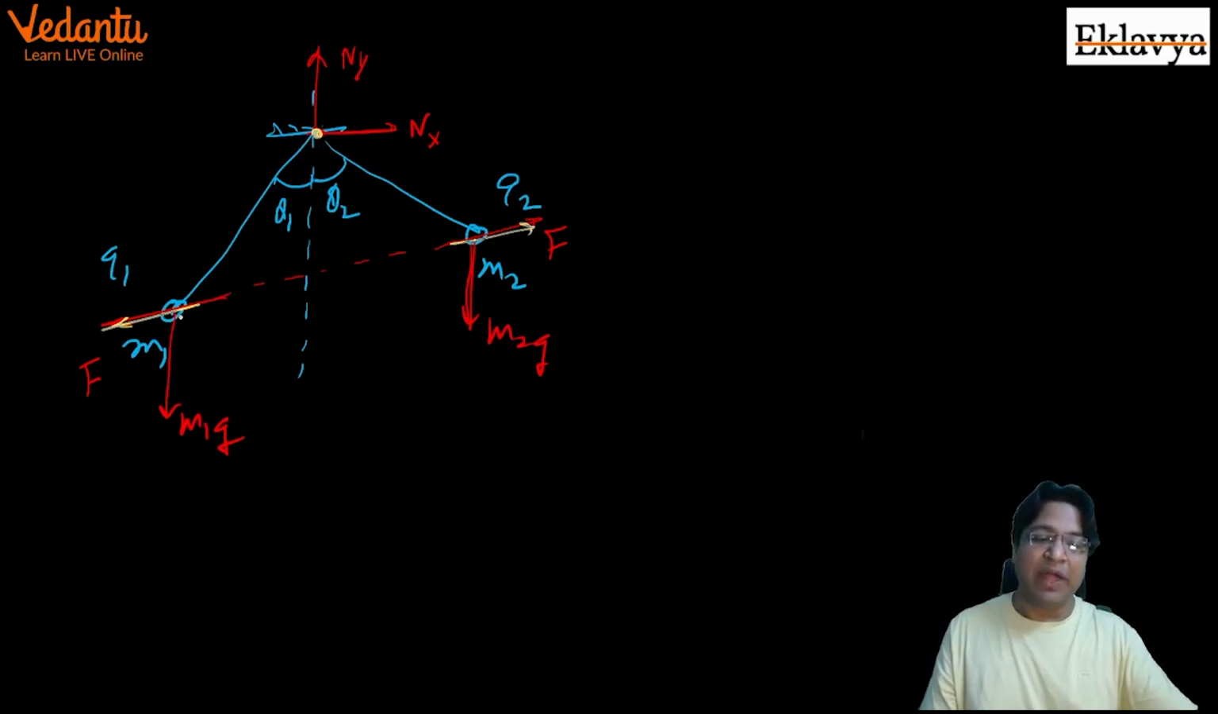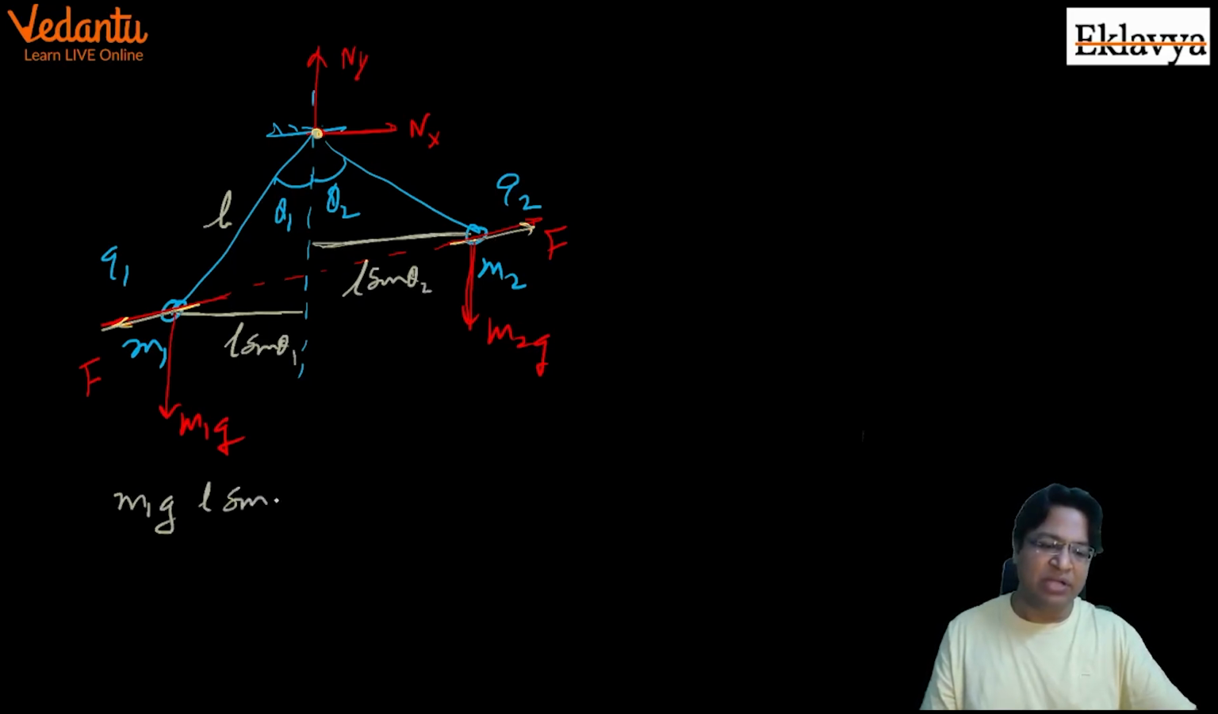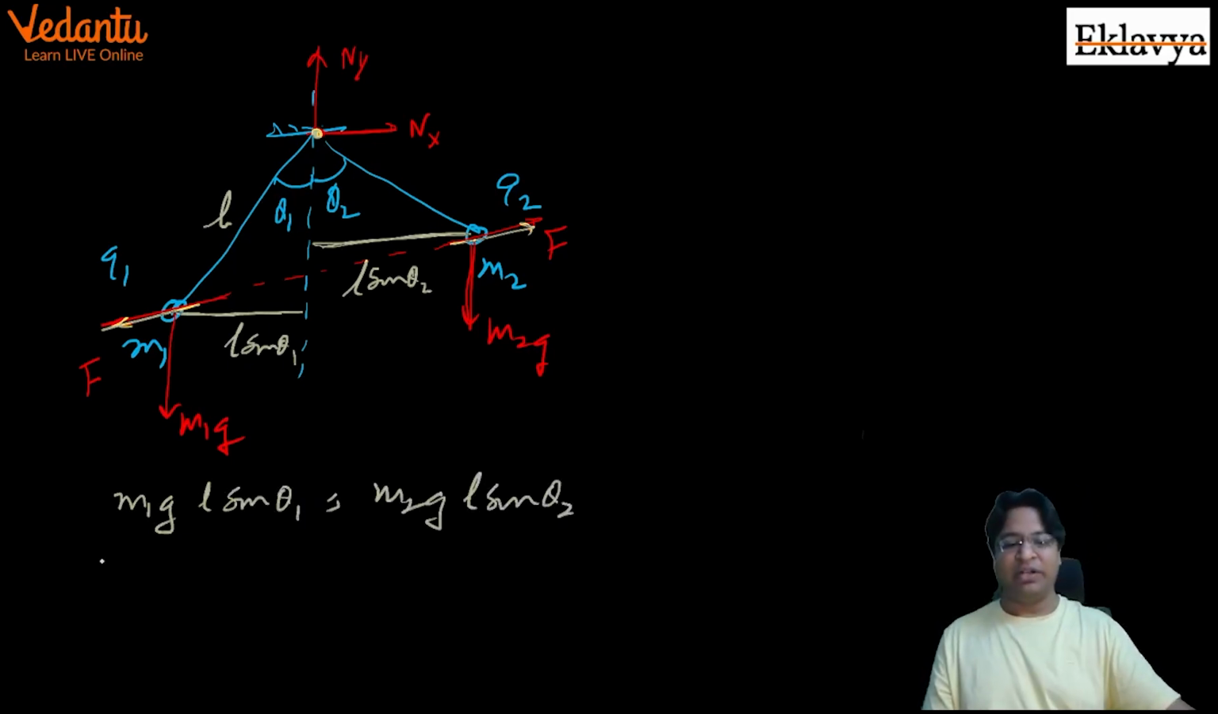The torque of m1g would depend on this distance. The string length is L, so this one would be L sine theta 1. Similarly, the torque of m2g will depend on this distance, which is L sine theta 2. So we will write m1g into L sine theta 1 is equal to m2g into L sine theta 2, and voila, we are done. That's it.